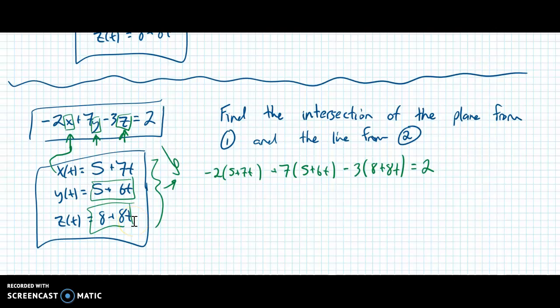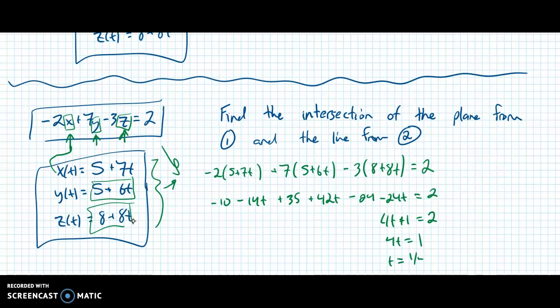Let's do that. This is -10 minus 14t plus 35 plus 42t minus 24 minus 24t equals 2. And then if I combine all the terms on the left side first, I get 4t plus 1 is equal to 2. Move that over, 4t is equal to 1. t is equal to 1/4.